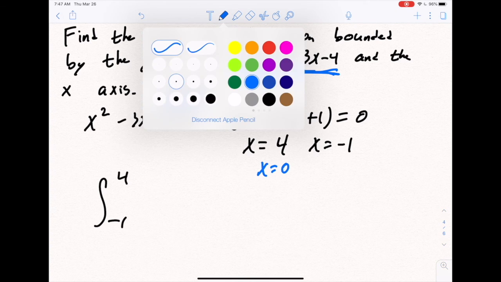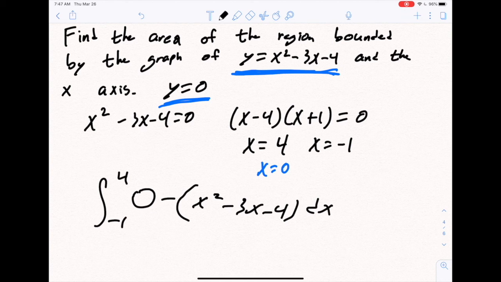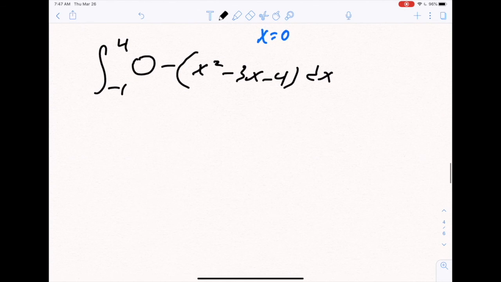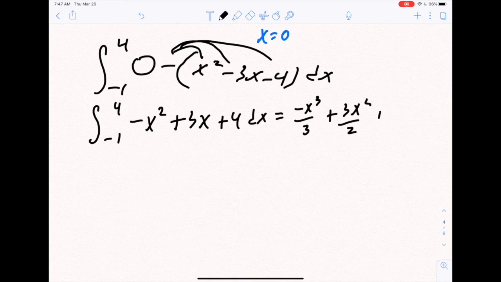And so, we want to take the integral from minus 1 to 4 of 0, because y equals 0 is our bigger function, minus x squared minus 3x minus 4 dx. So let's solve that. That becomes the integral from minus 1 to 4 of, distributing this negative out to everything, minus x squared plus 3x plus 4 dx, which is minus x cubed over 3 plus 3x squared over 2 plus 4x evaluated from minus 1 to 4.